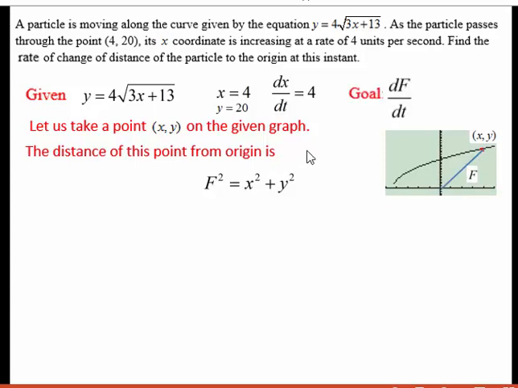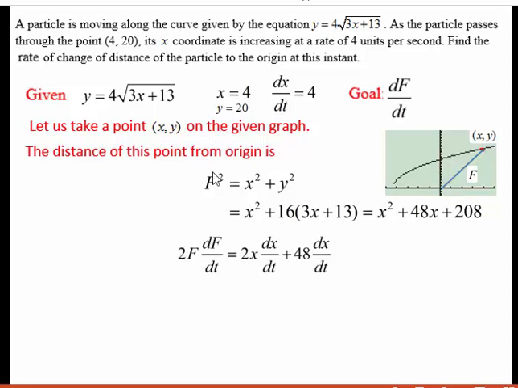So our goal is to find df/dt. Now I plug in my y value here. The simplified version gives me a variable with only x. Now we take the derivative with respect to t. This gives me 2f df/dt. The x squared gives me 2x dx/dt. 48x gives me 48 dx/dt. And this is a constant.